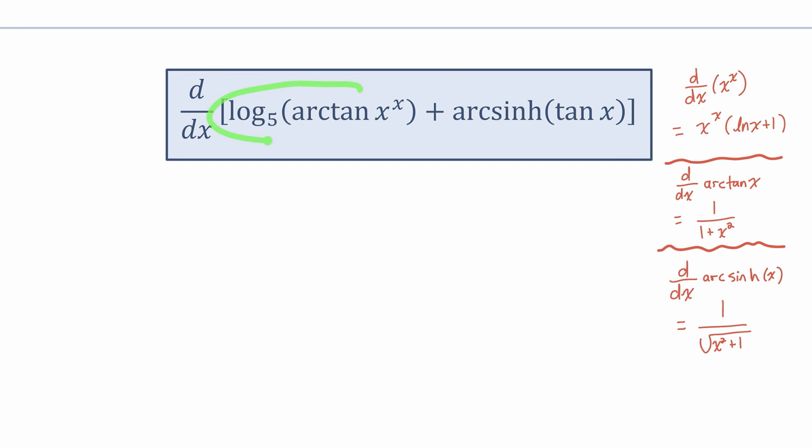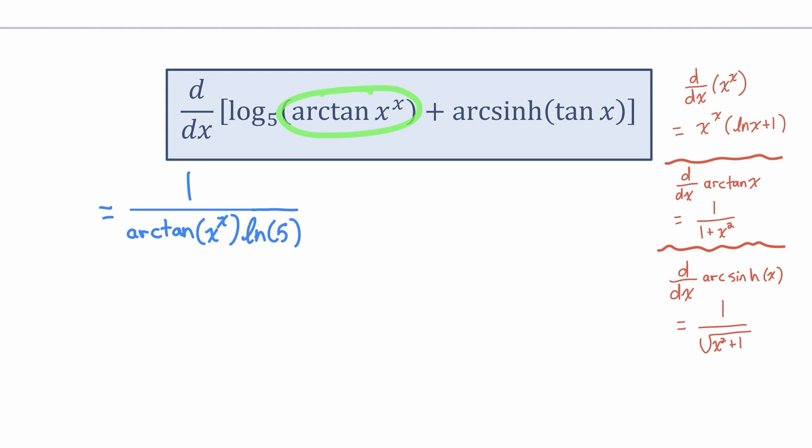Let's start with the first term. It's a logarithmic function. The derivative of a logarithmic function I know is going to be equal to 1 over the argument of the log, which is arctan of x to the power of x, multiplied by ln of the base of the log, which is ln 5. And that needs to be multiplied by the derivative of the argument of the logarithm. So I have to multiply by the derivative of arctan of x to the power of x.